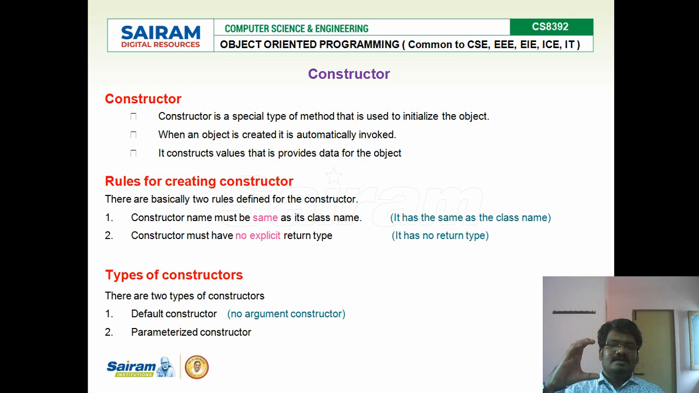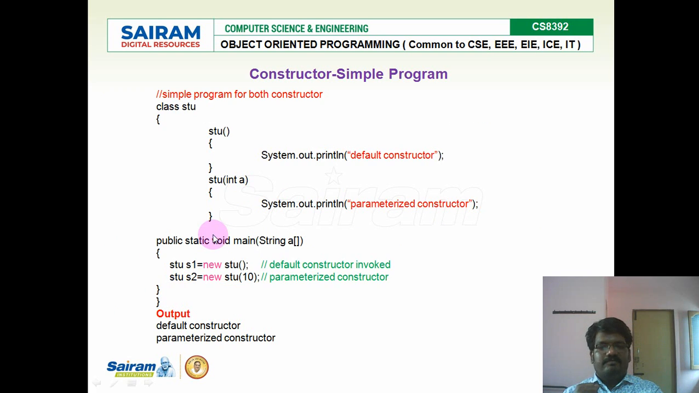So class is nothing but a collection of member data and member functions. Data will be initialized for the object as soon as the object is created by using the constructor. So constructor is going to initialize the values for the object, or simply, constructor is used to initialize the object. Now we'll see the rules for creating a constructor.